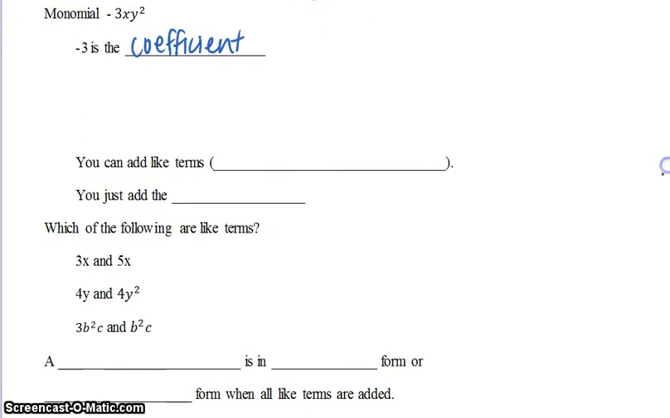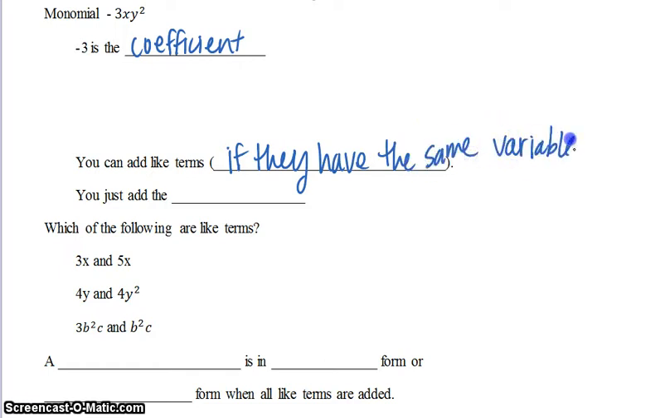Now, we're going to talk about adding like terms. You can add like terms if they have the same variables. Now they have to have the same exponents too. So if it's y squared, then they both have to have y squared. If it's y squared x, then they both have to have y squared x. Okay, and you can add like terms. You just add the coefficients, which are the numbers in front.